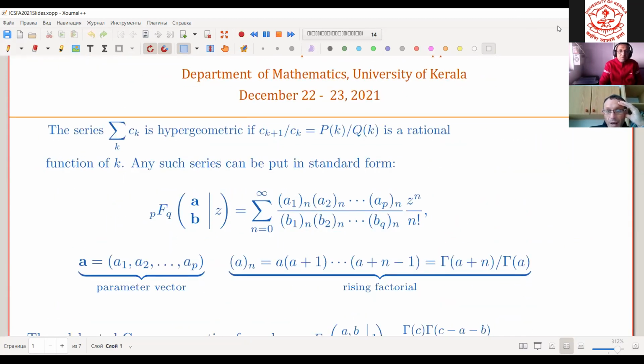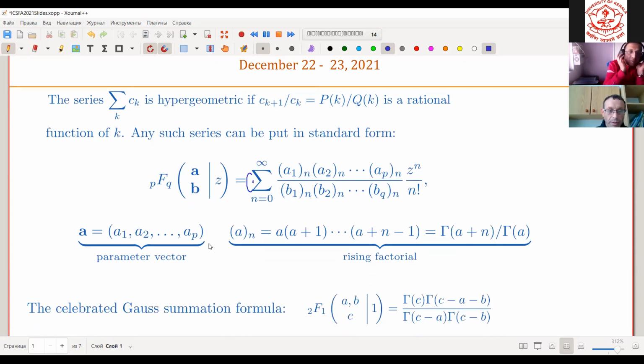Well, I'm sure all the audience is familiar with the definition of the hypergeometric function, but let me repeat briefly. If we have a series such that the ratio of neighboring terms is a rational function of the summation index, like here, then it is easy to see that this series is proportional. Actually, there must be a constant multiple, to the series of this form, known as the generalized hypergeometric series. This is the standard notation for the shifted or rising factorial, defined here. And I will use this vector notation. So A is the vector of parameters, B is a vector of parameters as well.